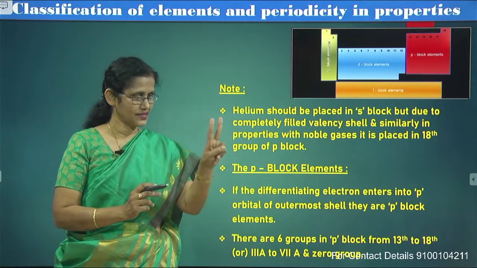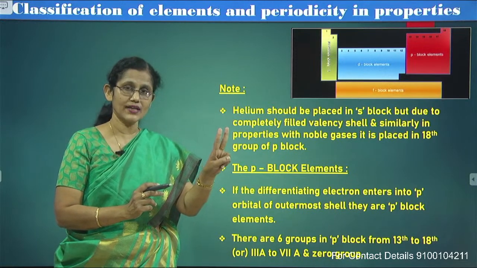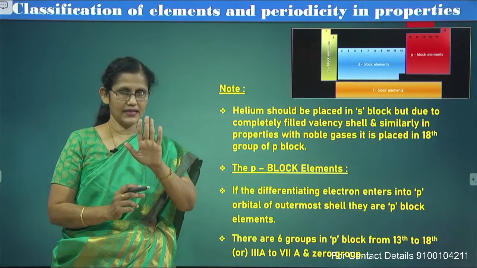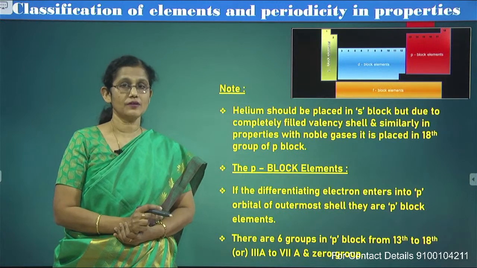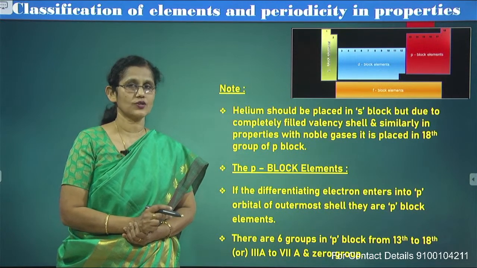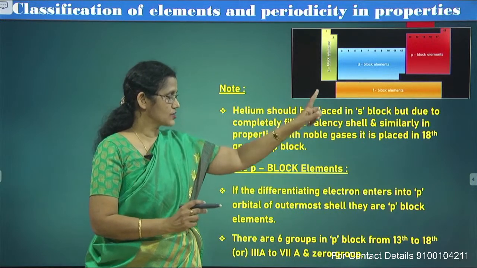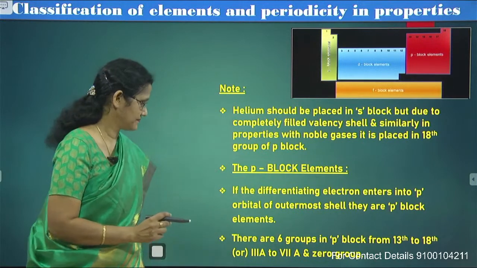2 groups in s block, s can have a maximum of 2 electrons, 6 groups in p block, right. p orbitals together can have 6 electrons maximum. So, there are 6 groups in p block, right.